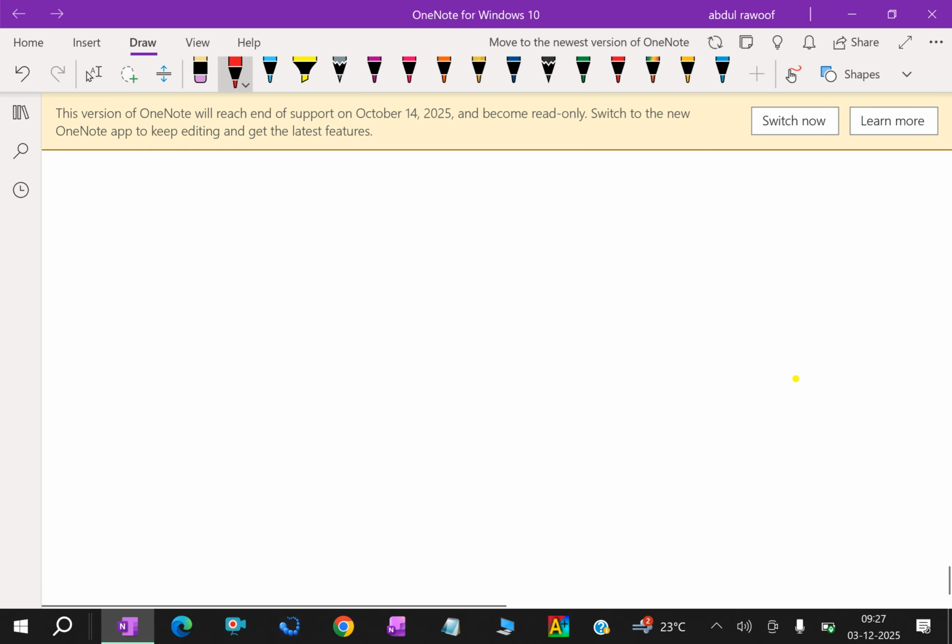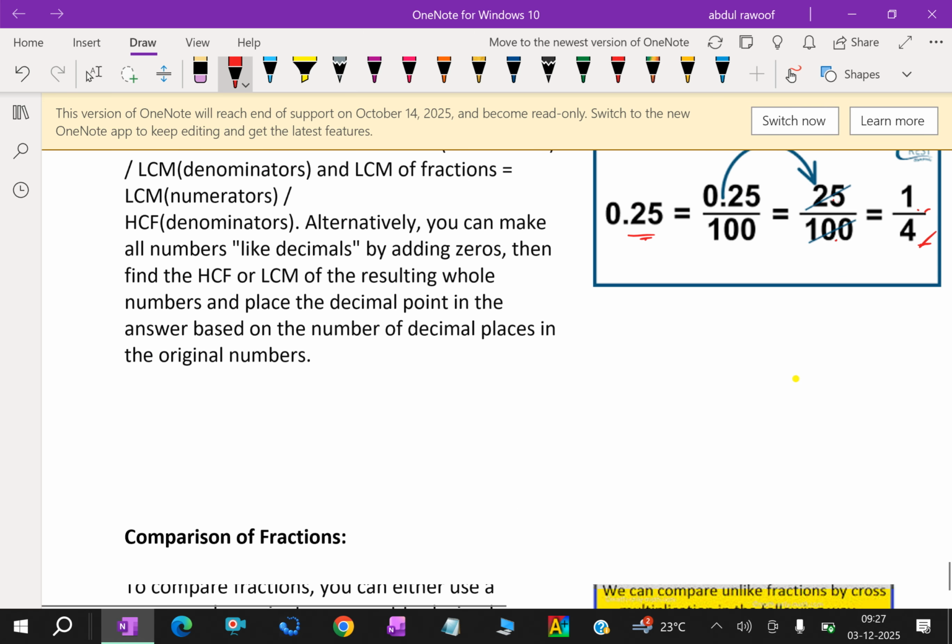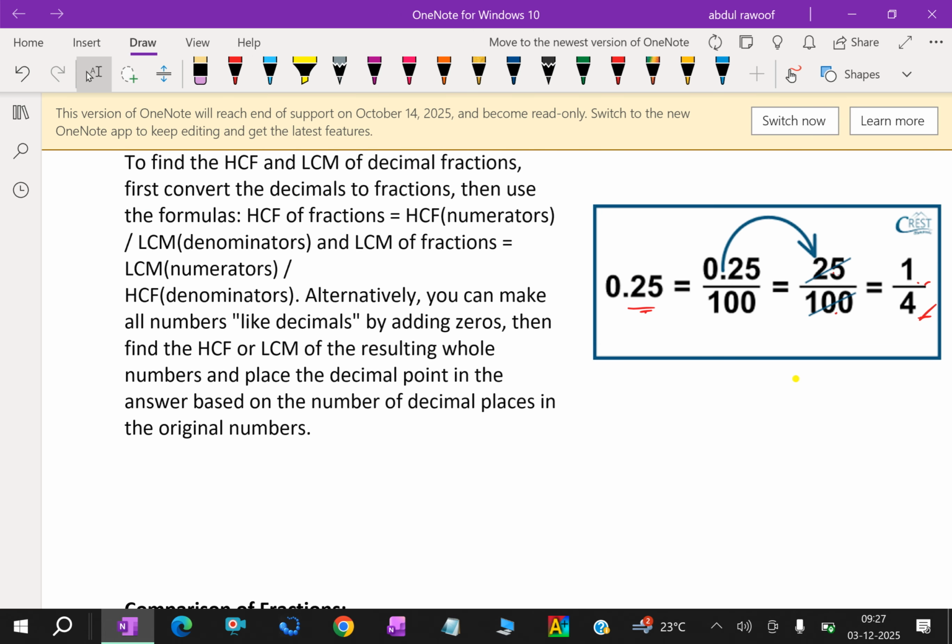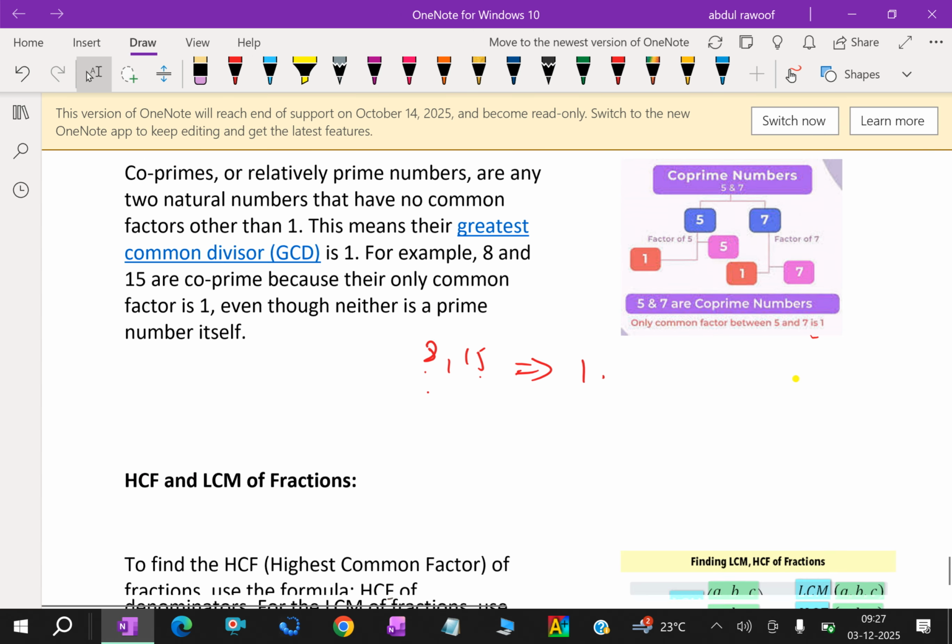Next, these are some important notes regarding LCM and HCF.